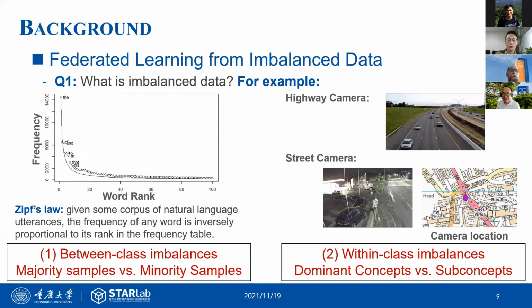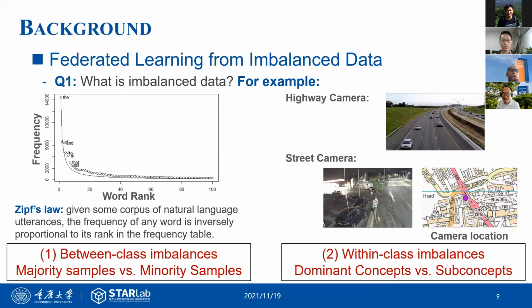Here we show some examples of between-class imbalance and within-class imbalance in the real world. The left picture illustrates Zipf's law, which states that given some corpus of natural language utterances, the frequency of any word is inversely proportional to its rank in the frequency table. For example, the frequency of the most frequent word is approximately twice that of the second most frequent word.